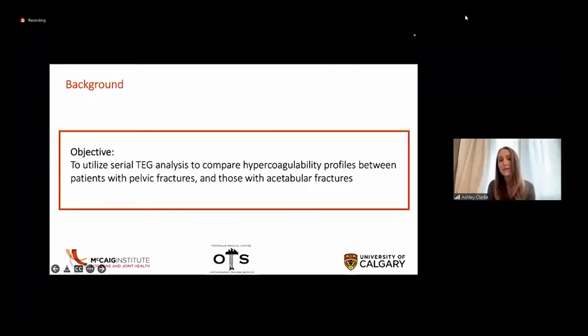Now, even though pelvic and acetabular fractures are different fracture types, these populations are presented together within the literature. One thing I am particularly interested in is to utilize TEG to compare hypercoagulability profiles between pelvic fractures and acetabular fractures.